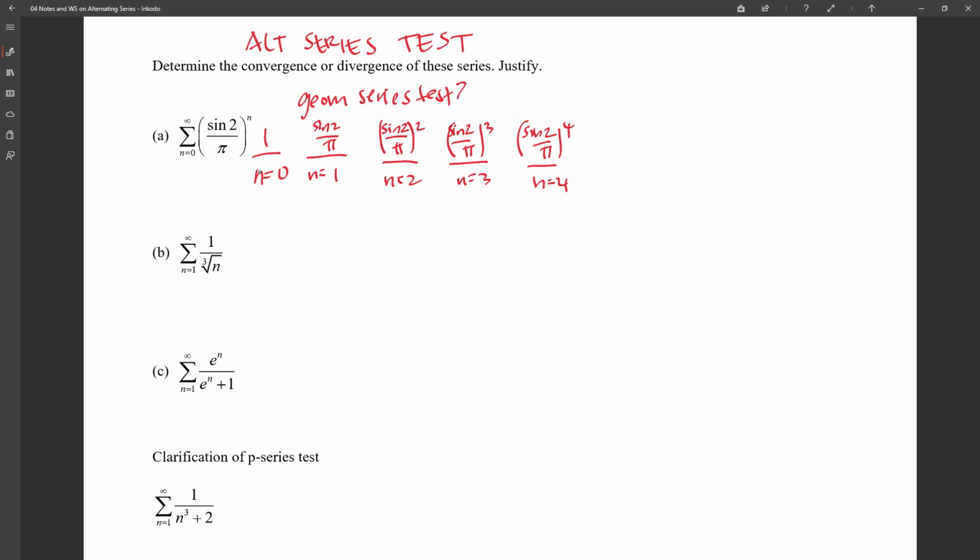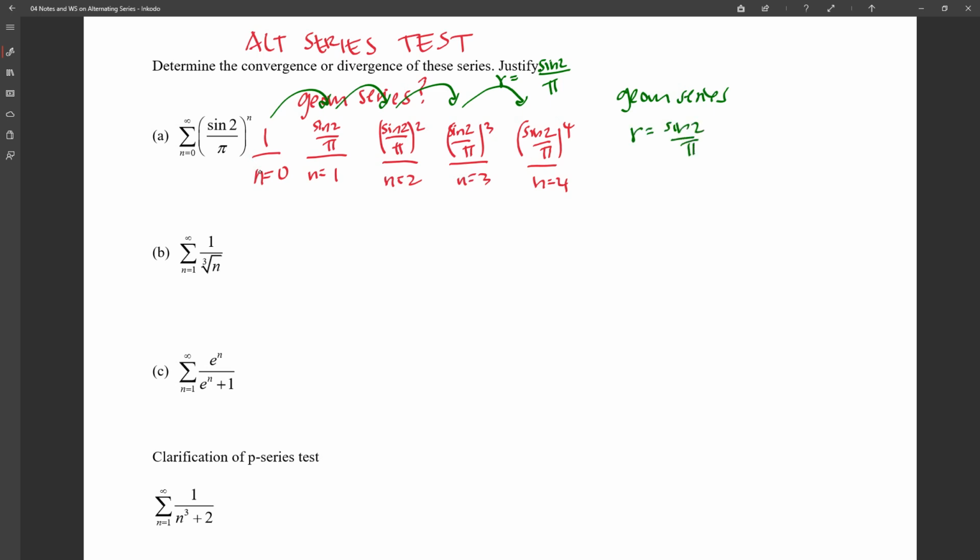Is this a geometric series? Okay, well, let me see. When I move from one term to the other, do I multiply by the same r? Why, yes, I do. I multiply by sine 2 over pi each time. So therefore, this is a geometric series. What is my r? My r is equal to sine 2 over pi.